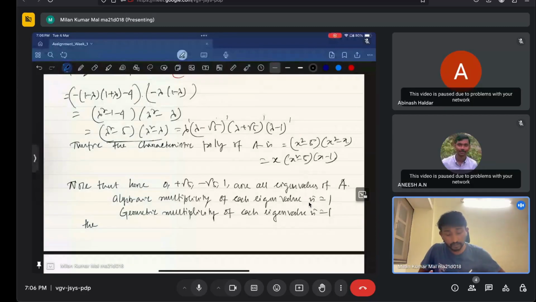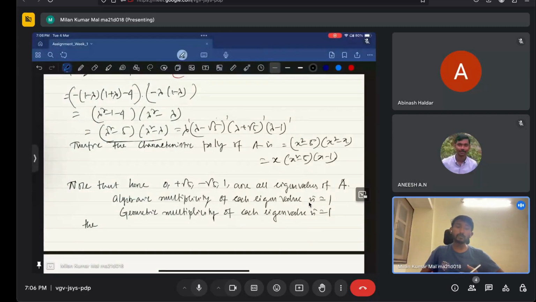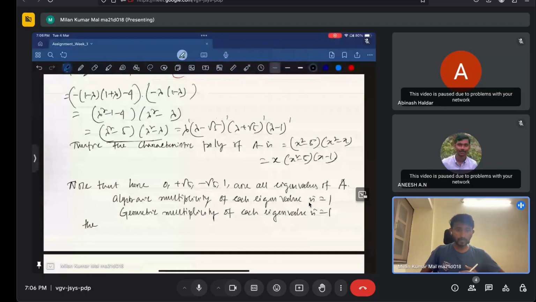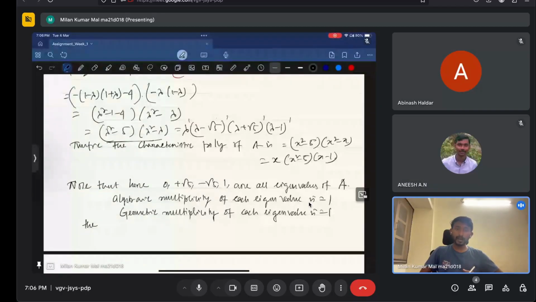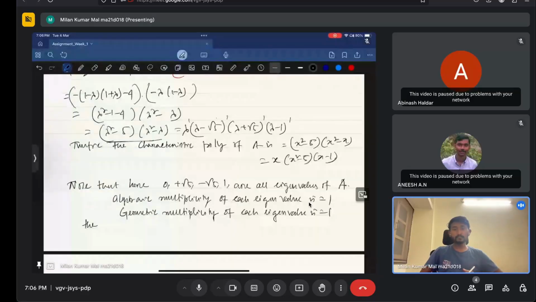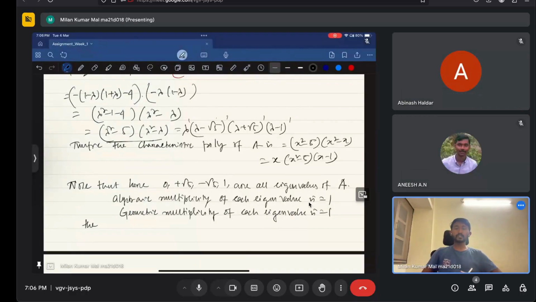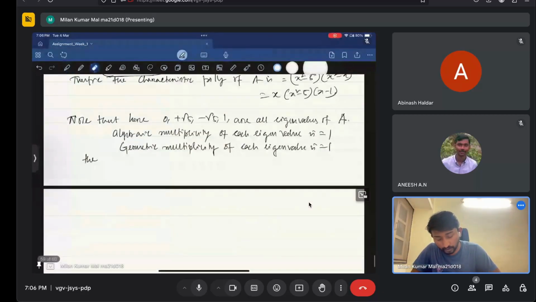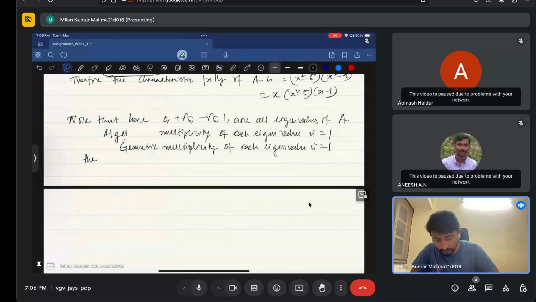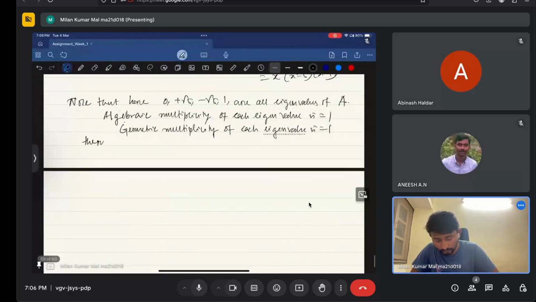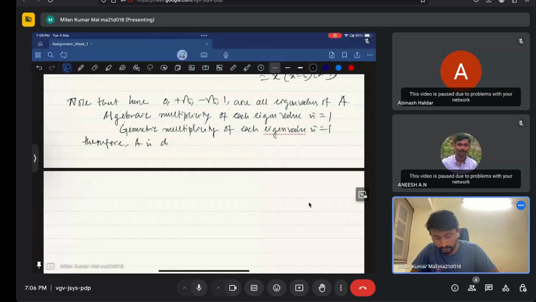Because this is very trivial: if lambda is an eigenvalue, corresponding to that eigenvalue there must exist a non-zero vector. So the eigenspace corresponding to each eigenvalue must have dimension at least 1. But we know that the geometric multiplicity is always less than or equal to the algebraic multiplicity. So the geometric multiplicity is less than or equal to 1 and at least 1, therefore exactly 1, the same as the algebraic multiplicity.